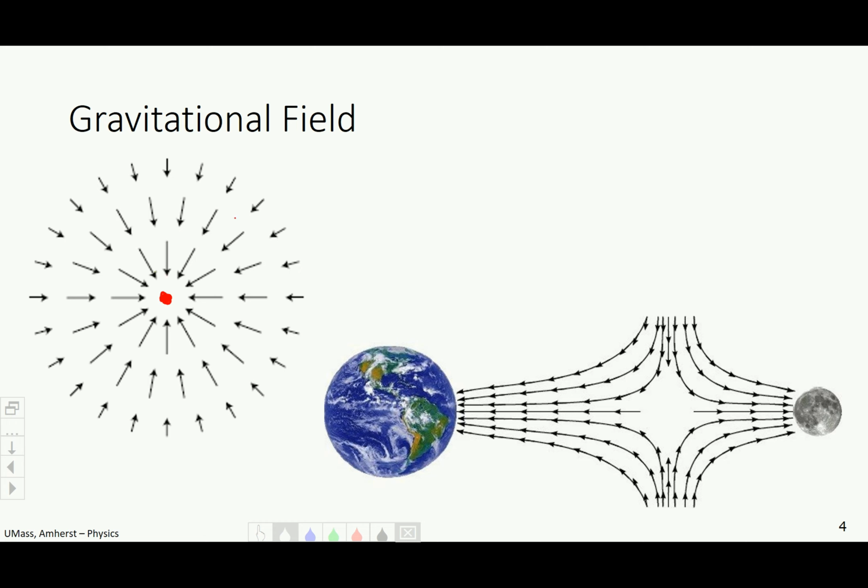So any object out here is going to be experiencing a force of gravity from the Earth that points radially inwards. So any object out here is going to be experiencing some gravitational force that is pointing directly radially towards the Earth. So let's look at this picture of the Earth and the Moon.